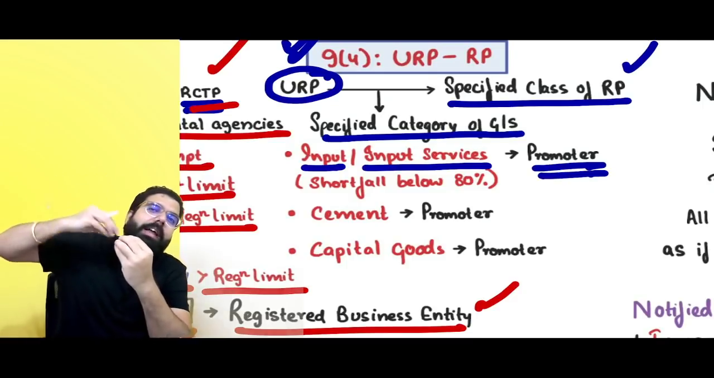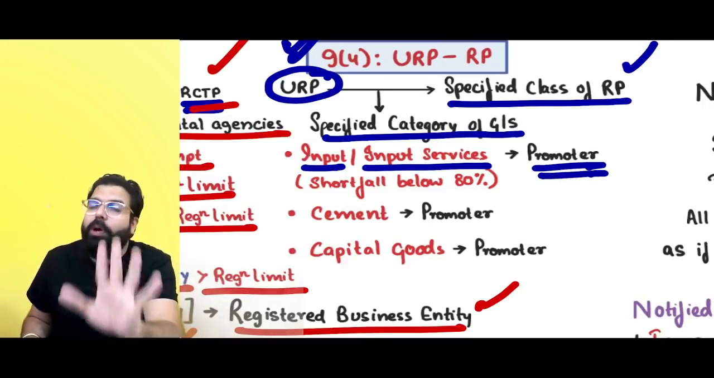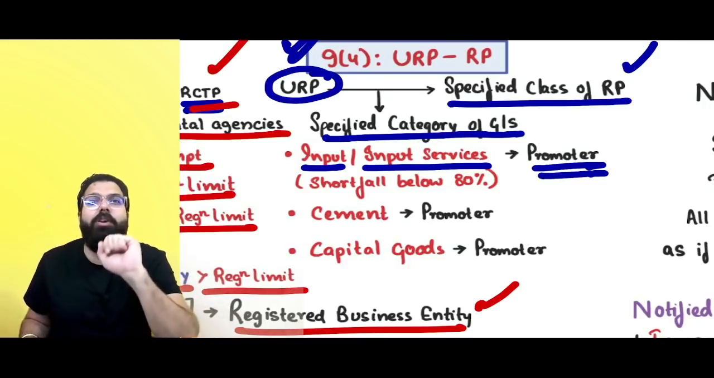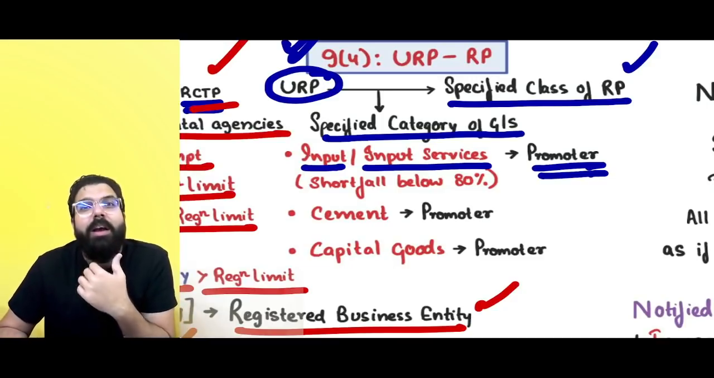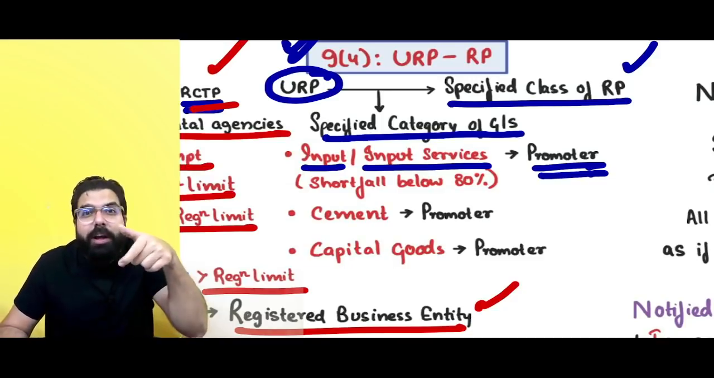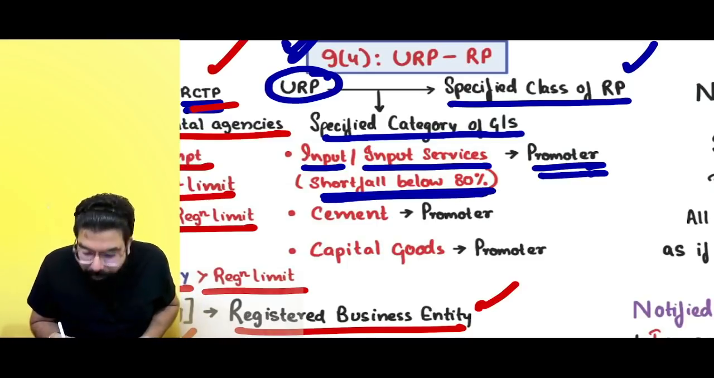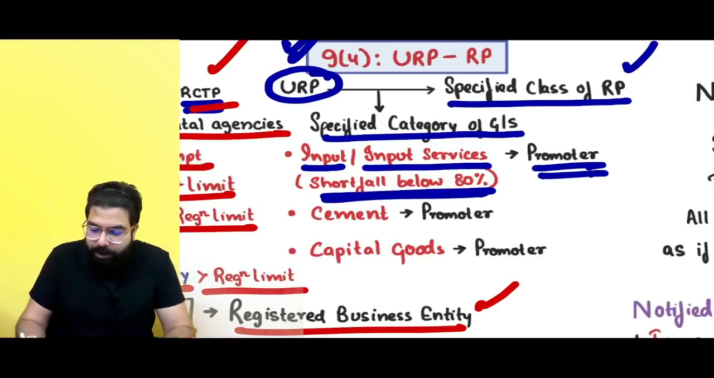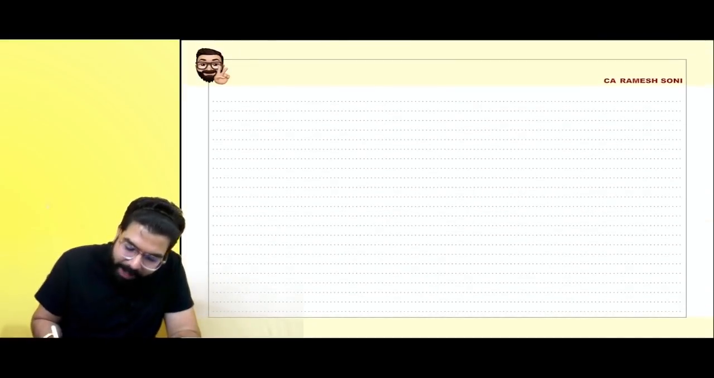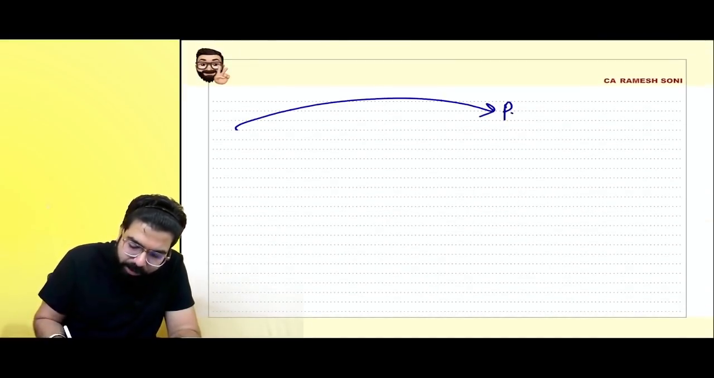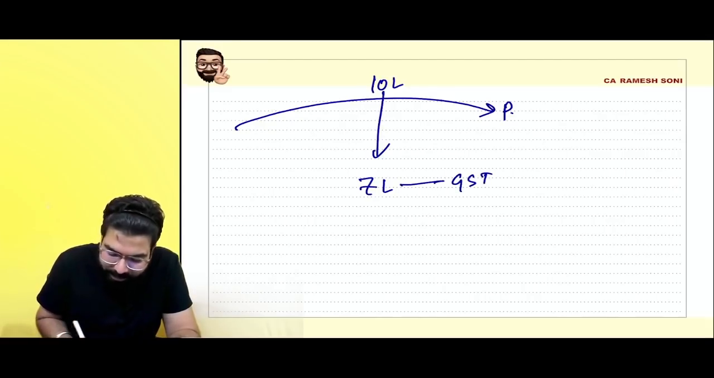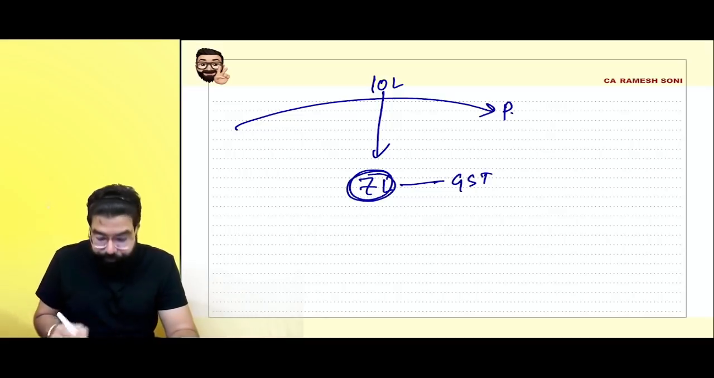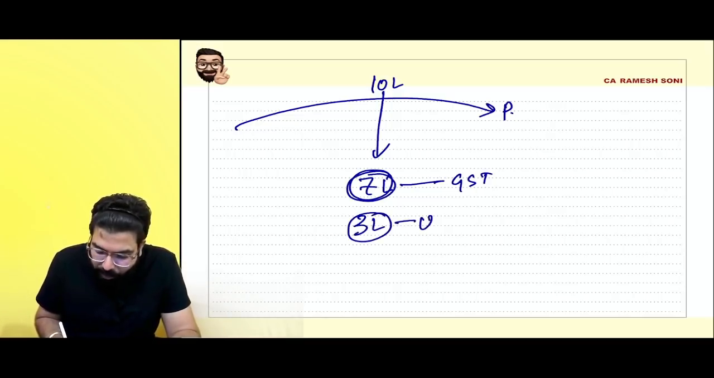If I have taken input and input services up to 80% from a registered person, then no problem. For example, I took 10 lakh rupees of input and input services, out of which only 7 lakh rupees I have taken from a registered person, because at least 80% has to be taken from registered persons. For example, I am a promoter, I have taken input and input services worth 10 lakh. Out of this 10 lakh, only 7 lakh rupees I have paid GST on, because these are GST paid. The remaining 3 lakh I have taken from an unregistered person.